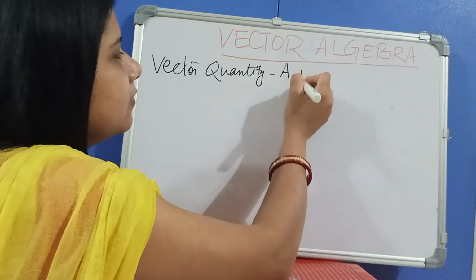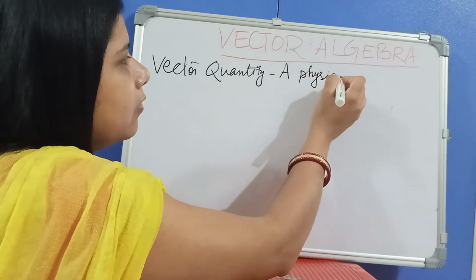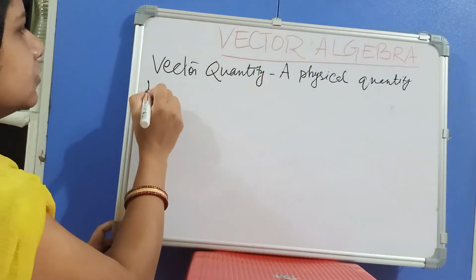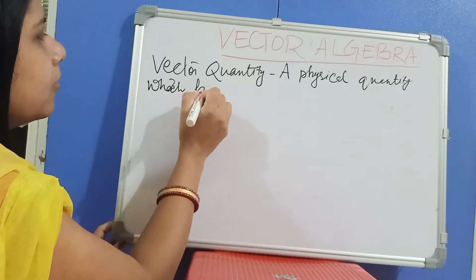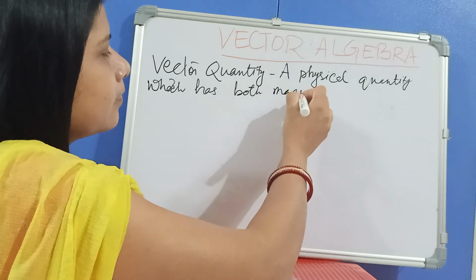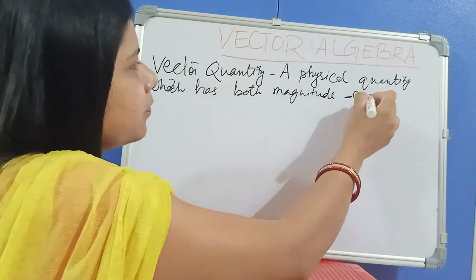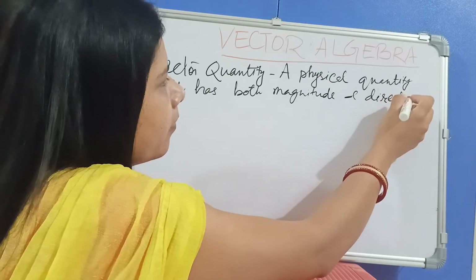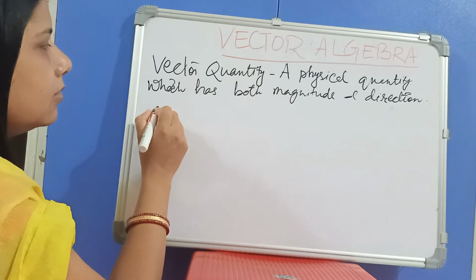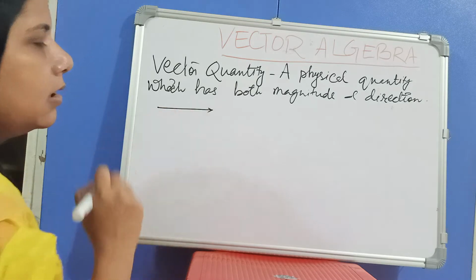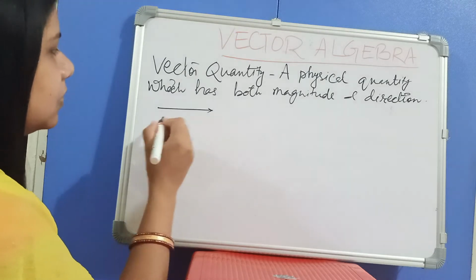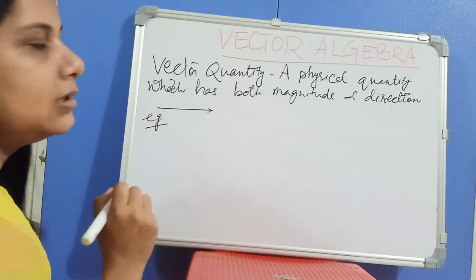A quantity, a physical quantity which has both magnitude and direction. For example, if a person is moving from here to here in the direction like this, so it becomes a vector quantity. So what are the examples of vector quantities?